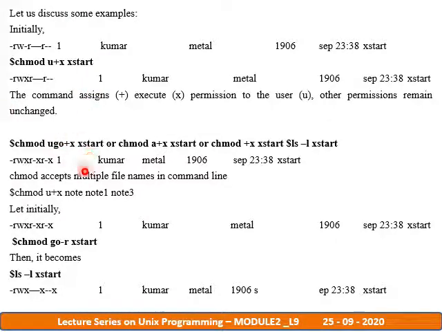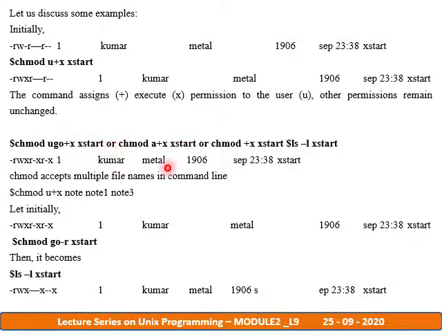Next, you can see another example: ugo plus x and the file name. So ugo plus x indicates that user, group and others are assigned the x permission, that is the execute permission. Now you can see the change. All of them will be assigned the execute permission.